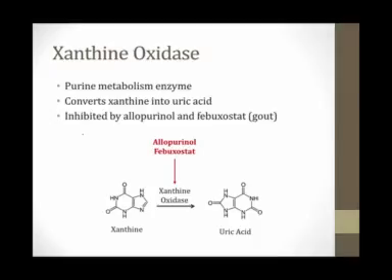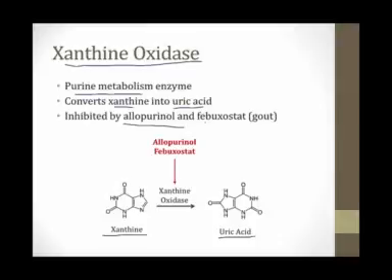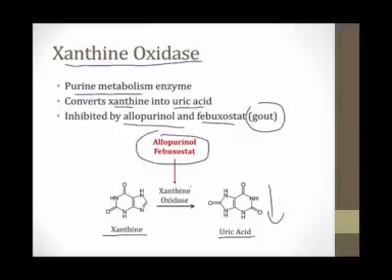There is an enzyme in the body that's very important for the metabolism of 6-MP and azathioprine, and that enzyme is called xanthine oxidase. This is a purine metabolism enzyme that converts xanthine into uric acid. Shown at the bottom left side of the screen is the structure of xanthine. It's converted by this enzyme into uric acid. This enzyme is inhibited by allopurinol and febuxostat, both of which are used for gout. In gout, you want to decrease uric acid levels, so using these two drugs to inhibit xanthine oxidase is beneficial.